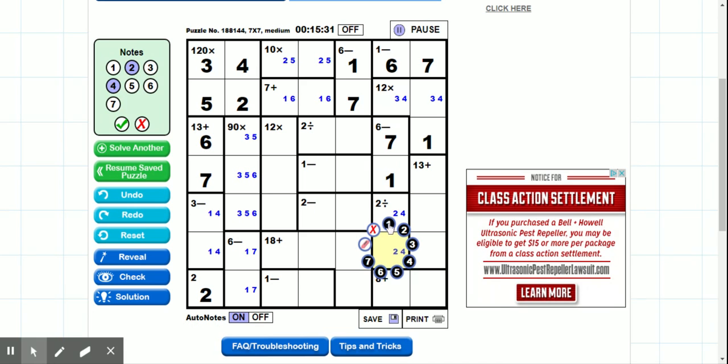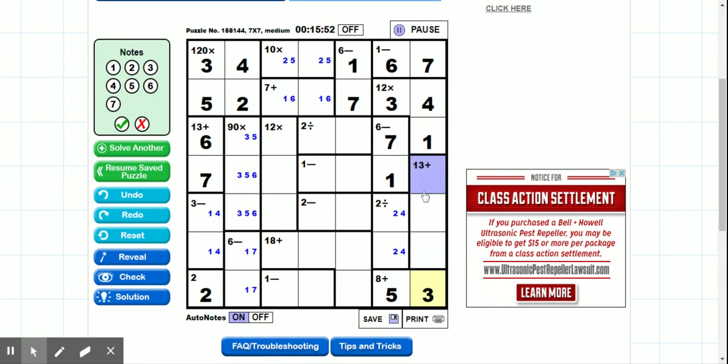So checking this column though, knowing that the 2 and 4 has to be here, we know that this has to be a 3 and that has to be a 4. So now we've really filled in a lot of this column. We have 1, 2, 3, 4. The only one we don't know where it goes is a 5, so that's got to be there. And it has to add to 8, so that's a 3.